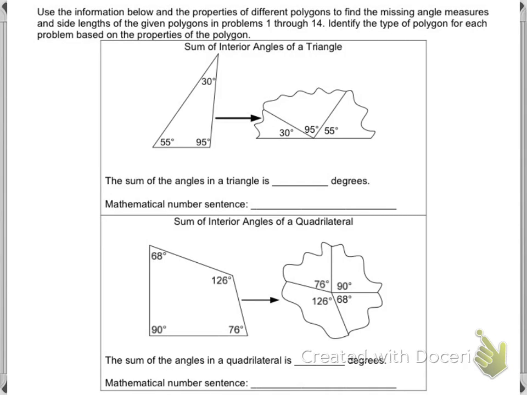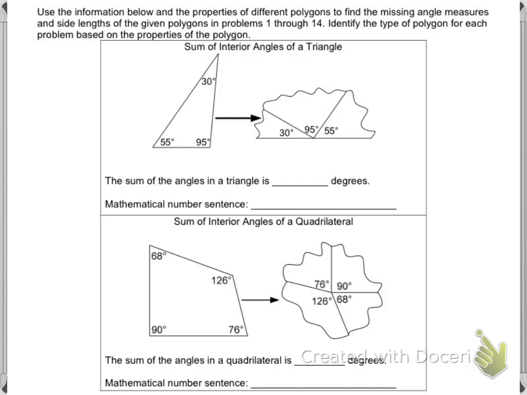All right, this worksheet right here says use the information below and the properties of different polygons to find the missing angle measures and the side lengths of the given polygons in problems 1 through 14. Identify the type of polygon for each problem based on the properties of the polygon.